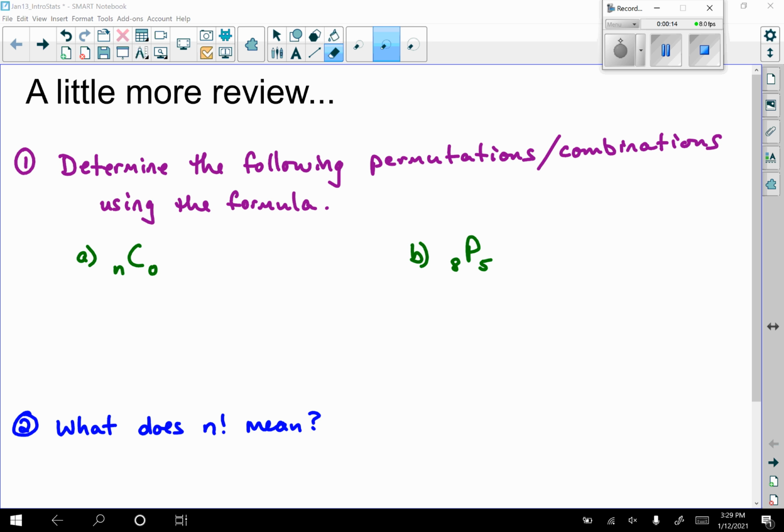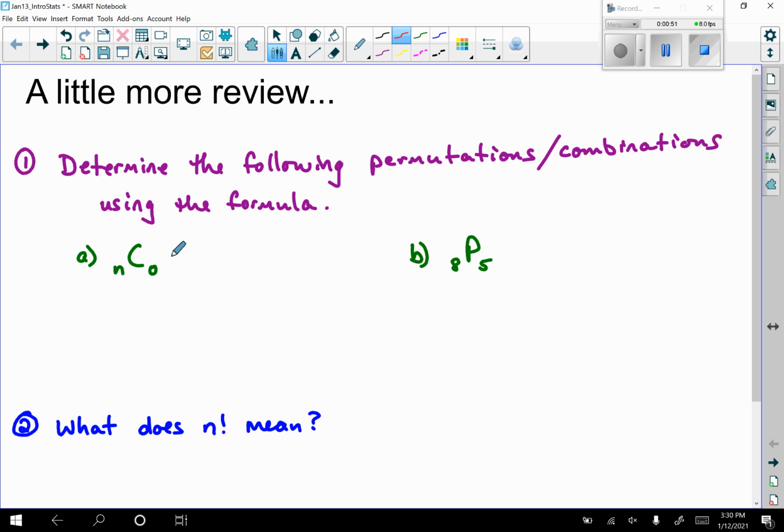When I ask you to determine the following permutations or combinations using the formula, if necessary, after you show all your steps, then you can use a calculator. But for right now, let's just go through this. Now, obviously for A, we can't type that into the calculator with the n being there. But pause the video, go ahead and answer the first two questions, and we'll see what you're coming up with. Okay, pause the video if you need more time.